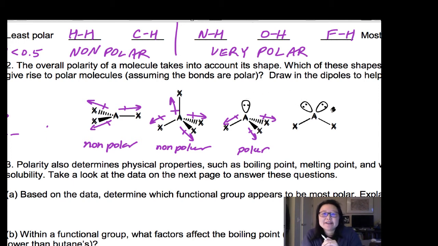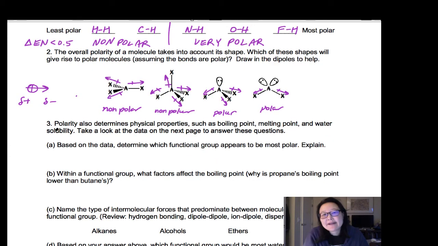If you look over here, same idea. So you've got these lone pairs here, and then you have these atoms here. So you have some difference in a dipole. You have a dipole moment that does not cancel. So this is also considered polar. So polarity also determines physical properties such as boiling point, melting point, and water solubility. So let's review that and what role intermolecular forces play in that.